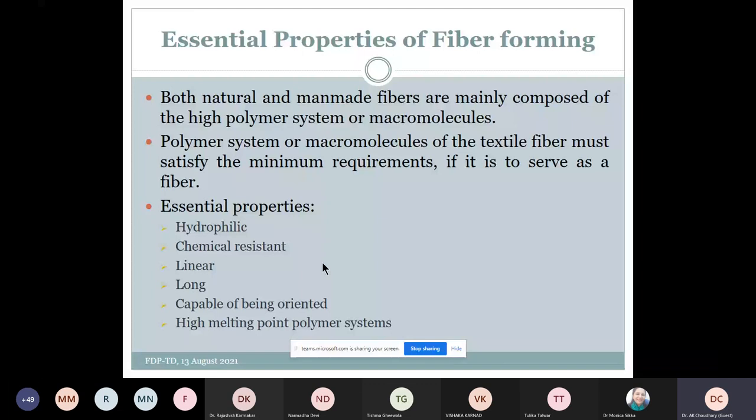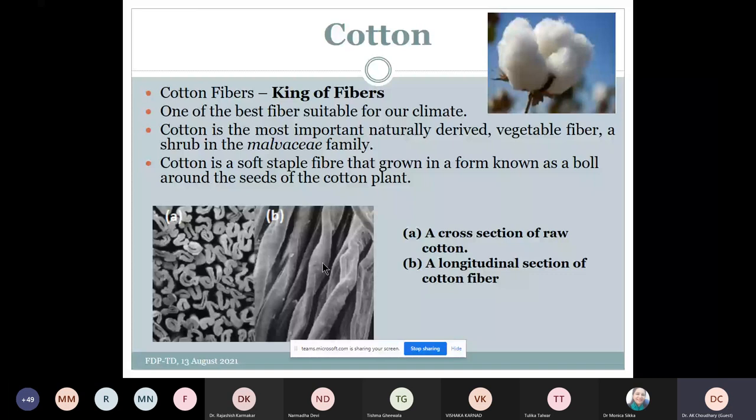Now come to the first fiber, the natural fibers. Cotton is a very, very popular fiber, on the basis of application and comfort, especially its larger and larger application in our society and our industries, especially cotton-based fabrics and cotton-based garments. That's why this fiber is called the king of fibers. It is one of the best fibers suitable for our climate, and cotton is the most important naturally derived vegetable fiber.